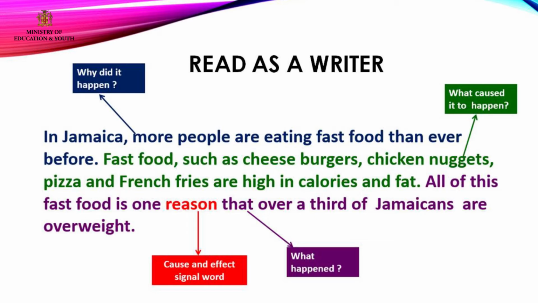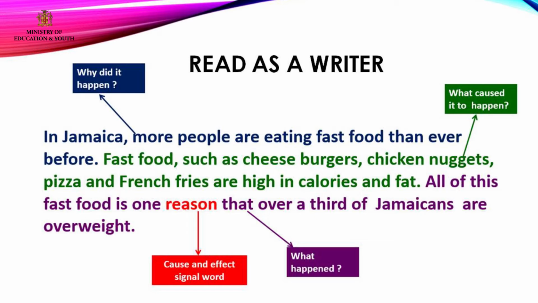And the final sentence reads, all of this fast food is one reason that over a third of Jamaicans are overweight. Now, this is what happened. So we see that the effect here is that persons are getting overweight. And they're overweight because they're eating fast food more than ever. But the fast foods that they're eating are high in calories and fat.